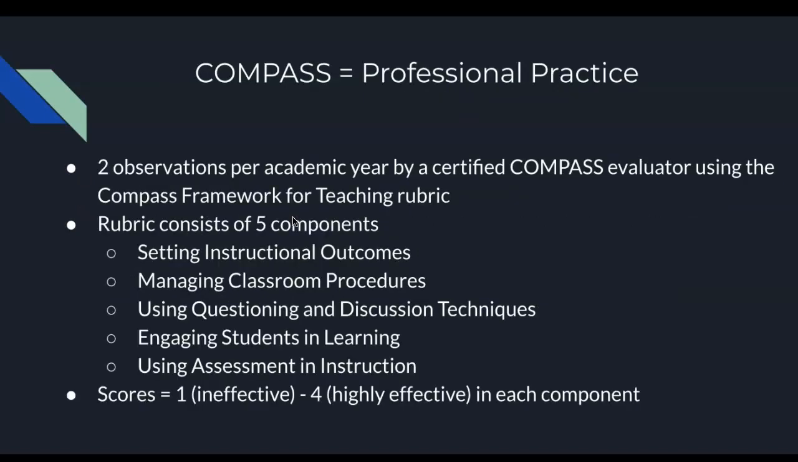And then the second part, if we were talking about that Venn diagram and those circles, is professional practice. That is much like the NIET rubric, and we're talking about 2 observations per year, and you are scored on 5 different areas: setting outcomes, managing classroom procedures, that's your classroom management again, using questioning and discussion techniques, engaging students in learning, and using assessment and instruction. You're scored 1 to 4 on Compass. So if you go ahead and look at these 5 components, I'll give you a second just to read over those one more time.